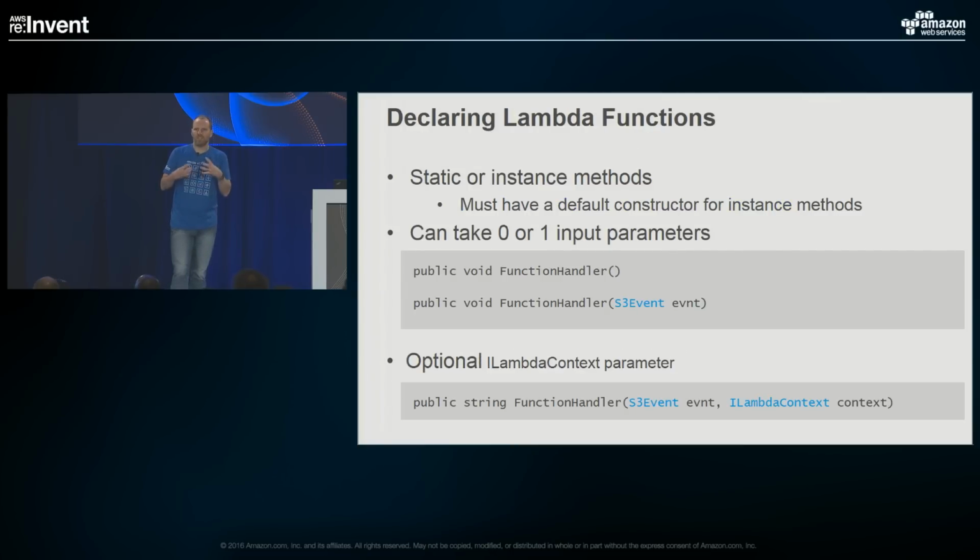Now, when you're actually writing your C# functions that you're going to expose as Lambda functions, there's a few rules you want to follow. First, your methods can be either static or instance methods. Now, if you're using instance methods, you must have a default constructor in your class, because that's what Lambda is going to use to instantiate that class. Your function can take 0 or 1 input parameters, and can optionally take an ILambdaContext parameter. And that would be the last parameter in there. And that object is going to give you some runtime information about the Lambda environment executing your function.